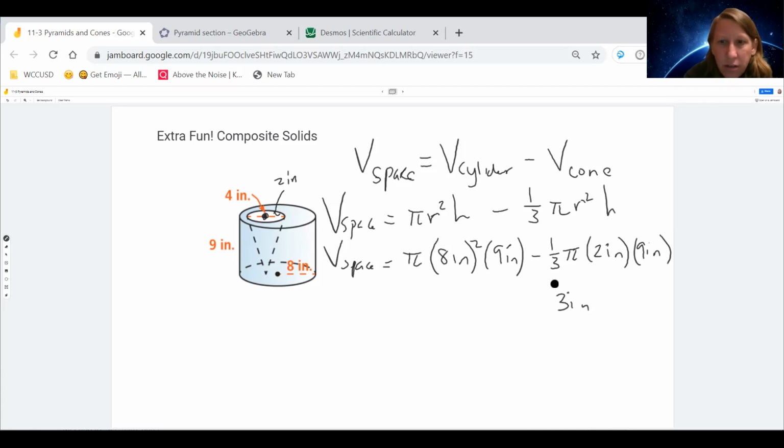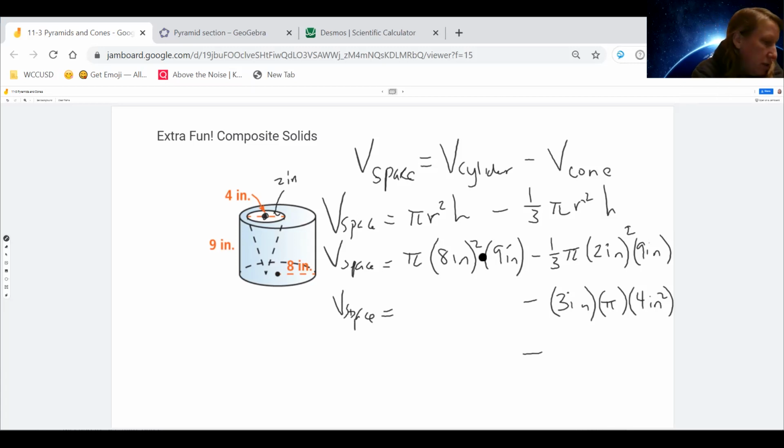What did I do wrong? Oh, I forgot to square that. Okay. So that's 3 inches if I do 1/3 of 9. And then I have times pi. And then what's 2 inches times 2 inches? That's 4 inches squared. And let's come back to the cylinder. The volume of the space in between. This is going to be 8 squared is 64. So I'm going to do this on a calculator. 64 times 9. 576 pi inches cubed.